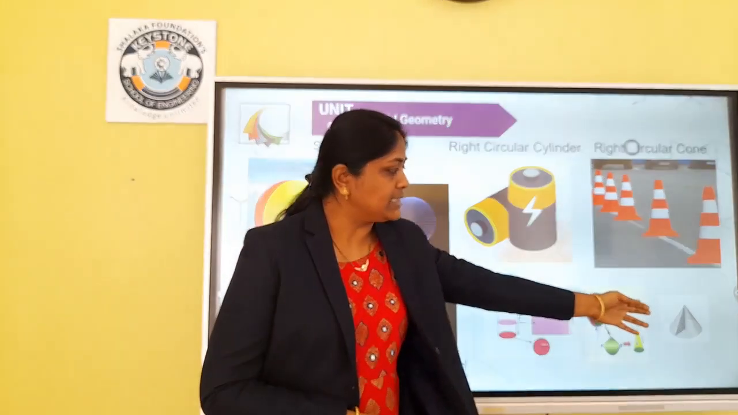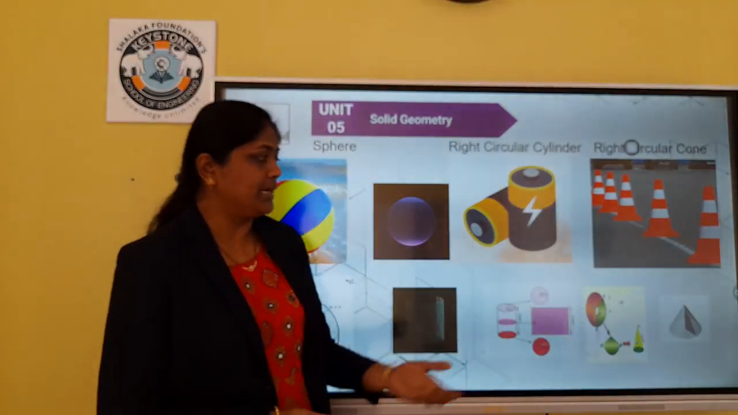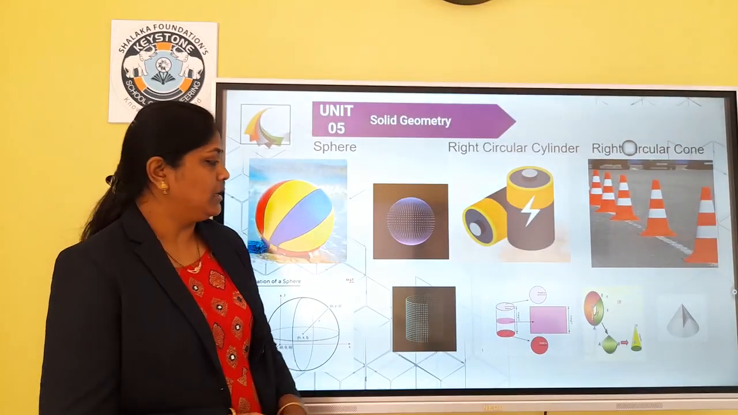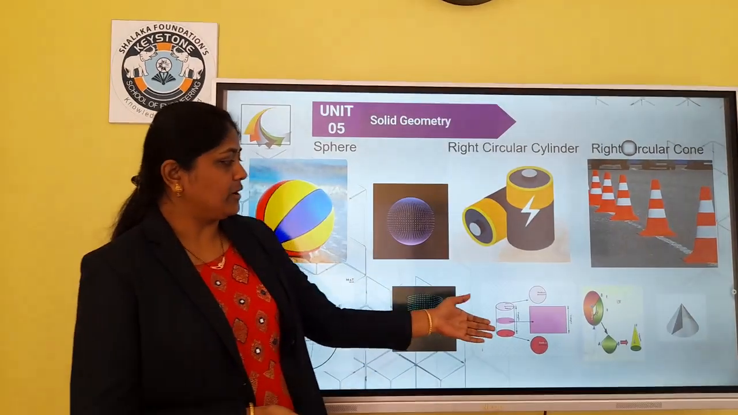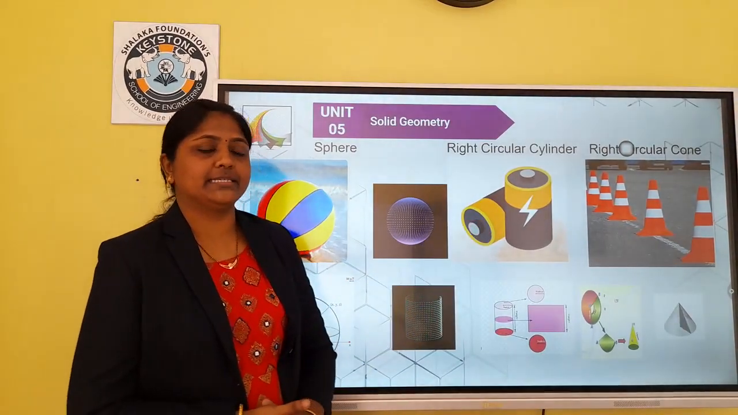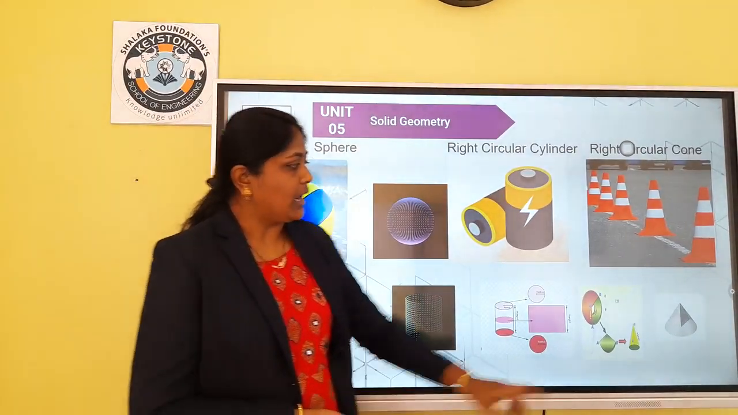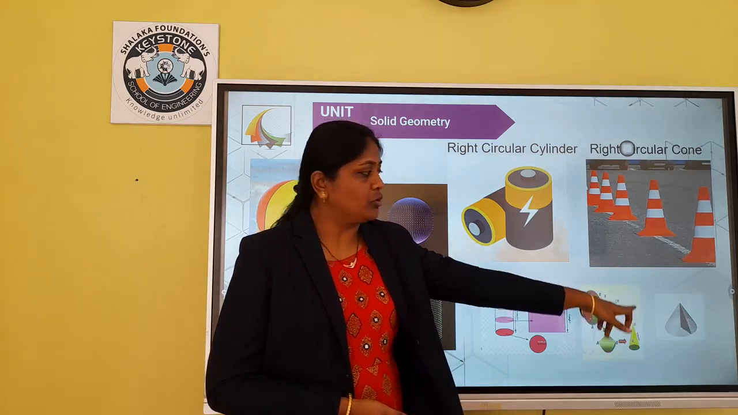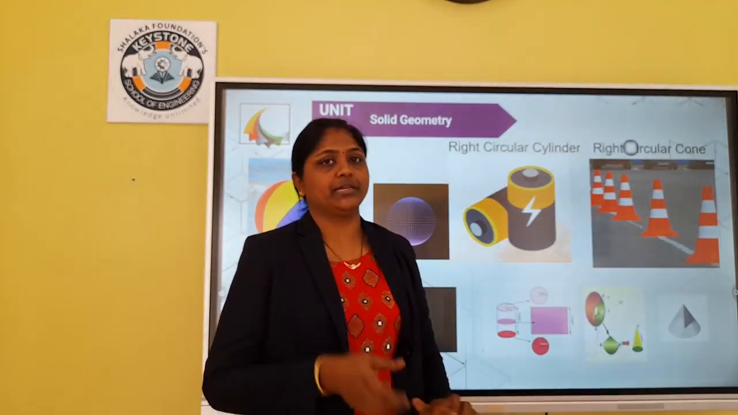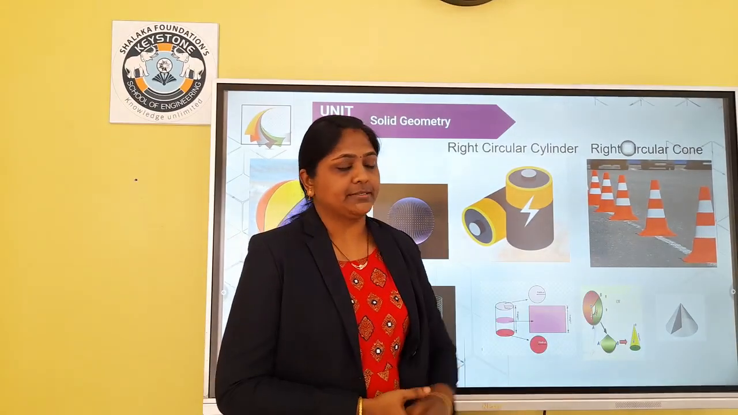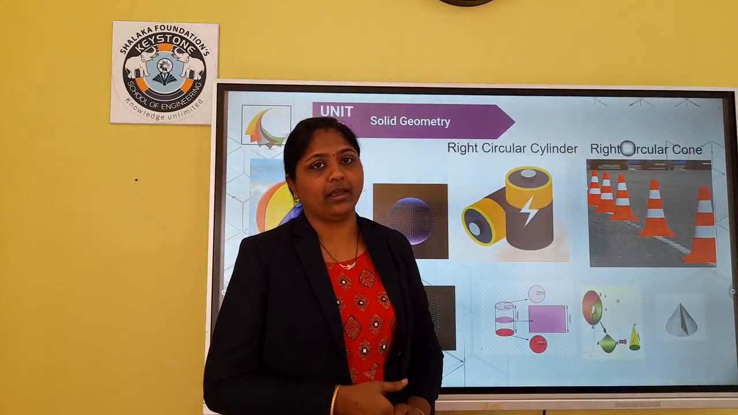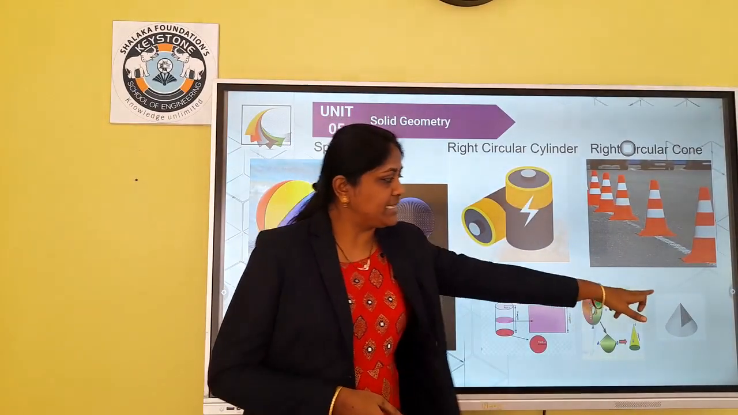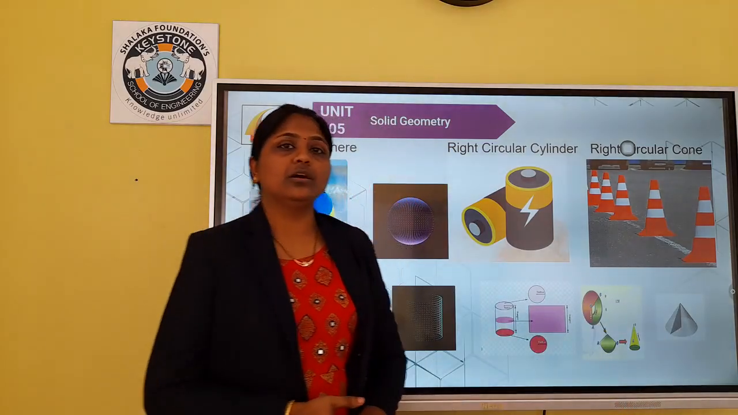If you observe this right circular cone, the real life example of a right circular cone is an ice cream cone. Real life example of a right circular cylinder, we can say this is the battery cell. Right, so again the cone, this is again rotating along a straight line through a fixed point. That fixed point is called the vertex, and there is a constant angle with the fixed straight line. That fixed straight line is called the generator.